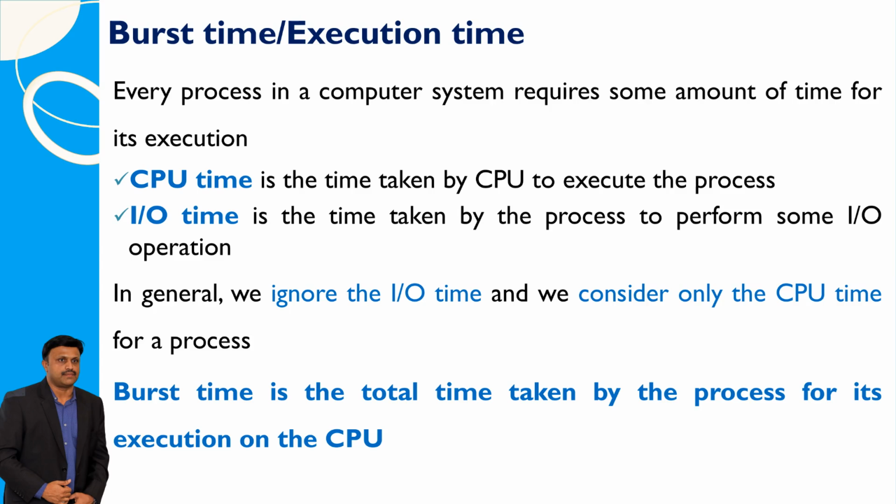In computer systems, every process necessitates time for execution, which comprises CPU time, the duration the CPU spends executing the process, and I/O time, the duration for input-output operations. Typically, I/O time is disregarded, focusing solely on CPU time. Burst time denotes the overall duration a process takes to execute on the CPU.